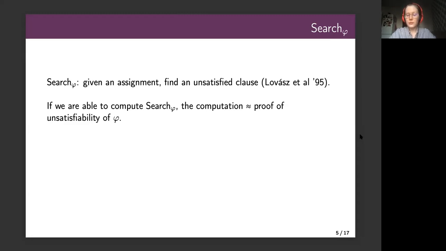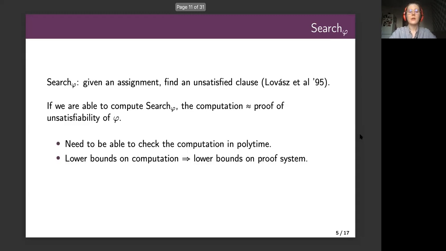There is a catch, and this catch is that we need to be able to check our computation in polynomial time. That is what we require from proofs. So if we are to view our computation as a proof, we need to check it in polynomial time. If we are able to meet this requirement, then our computational model naturally induces a proof system, and lower bounds on the description of the computation of the problem search phi yield lower bounds on the corresponding proof system.